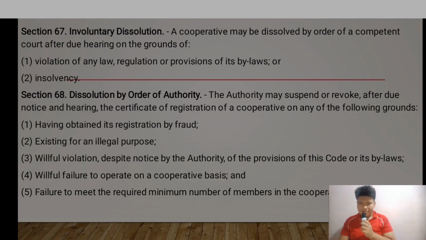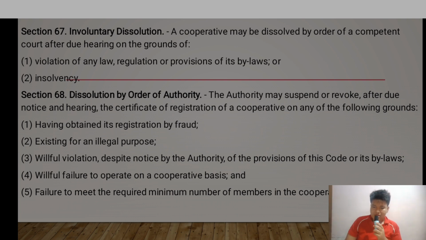Section 67. This section details the process for involuntary dissolution of a cooperative by order of a competent court. This can occur due to the violation of laws, regulations, or bylaws, or due to insolvency.